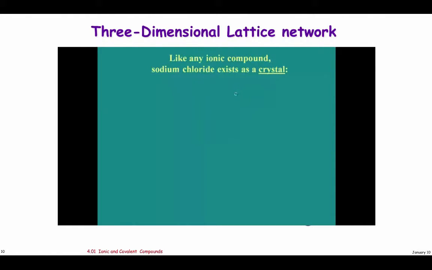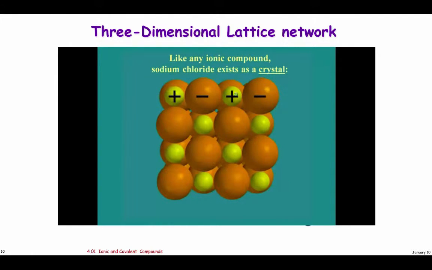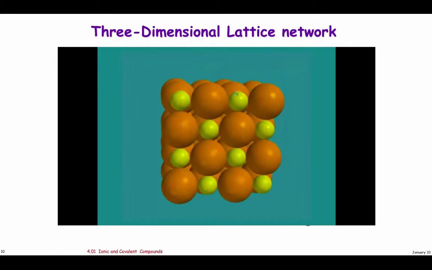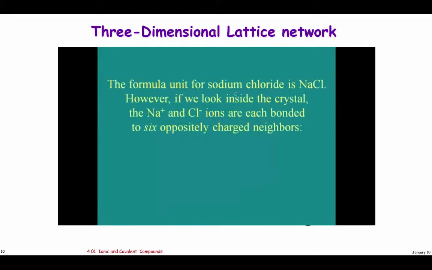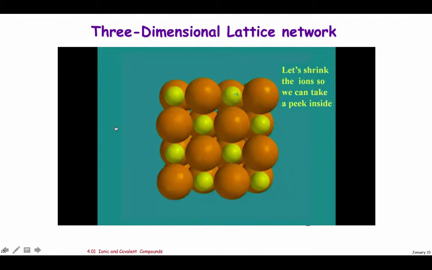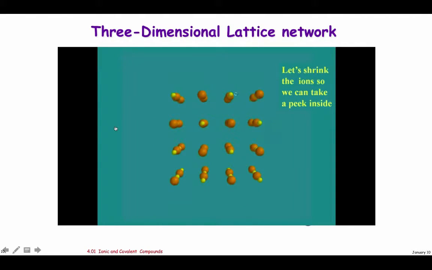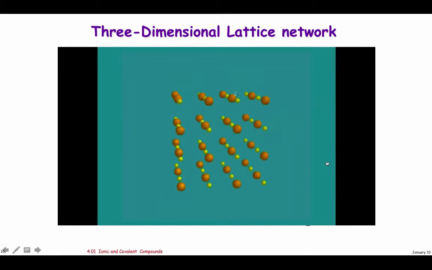And like any ionic compound, in the solid state, sodium chloride exists as a crystal. So a very tiny crystal would look like this with alternating sodium and chloride. And a little bit of a different view. The formula unit is NaCl, but if we look inside the crystal, the sodium and chloride ions are actually bonded to 6 oppositely charged neighbors. So if we shrink the ions, we can take a better look inside. And it's a little bit hard to see.